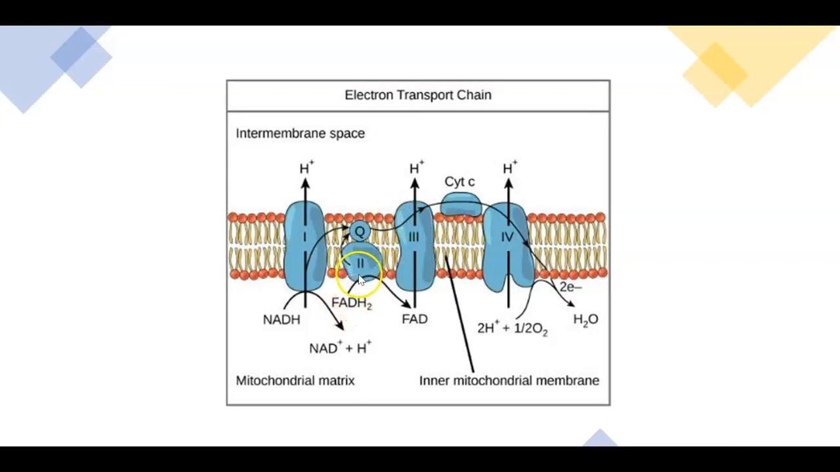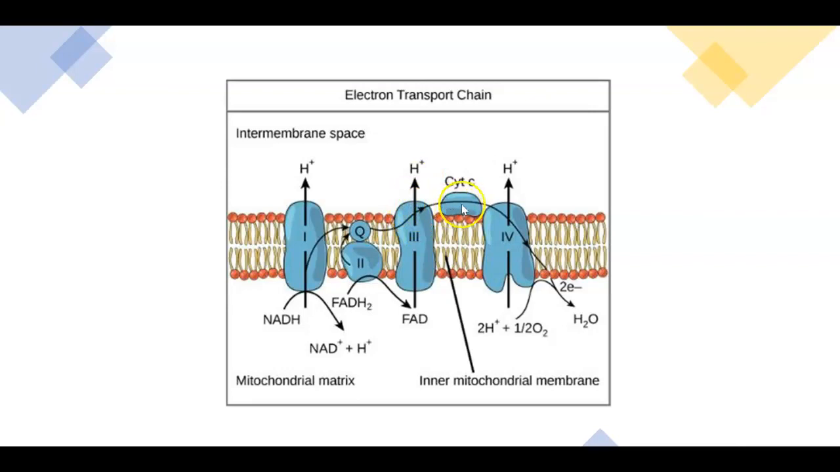FADH2 comes right here. So while NADH comes to the first complex, FADH2 comes to the second. FADH2 is going to also give up its electrons. Those electrons are going to be picked up by that Q again, and all of those electrons get pushed to this next complex, complex 3, which then pumps the protons out here, again, into the intermembrane space. The electrons then continue their traveling this way.